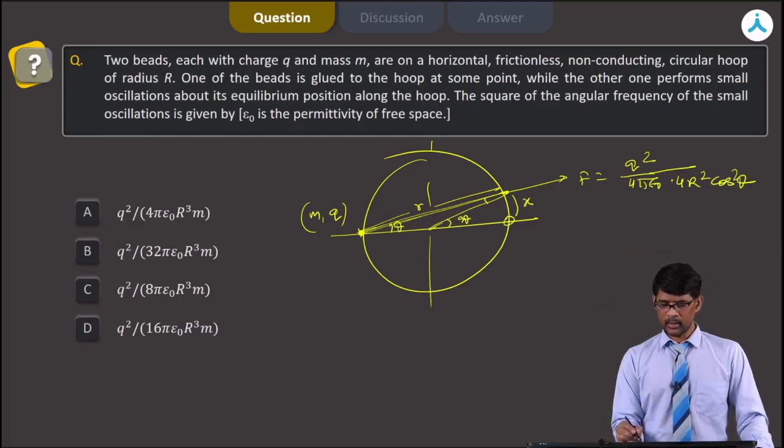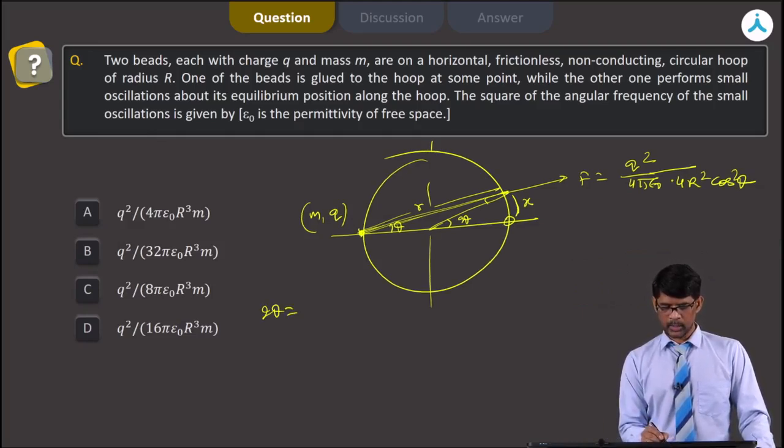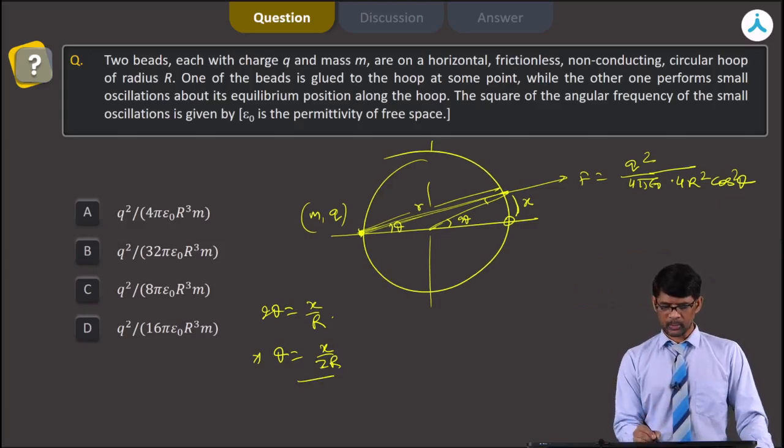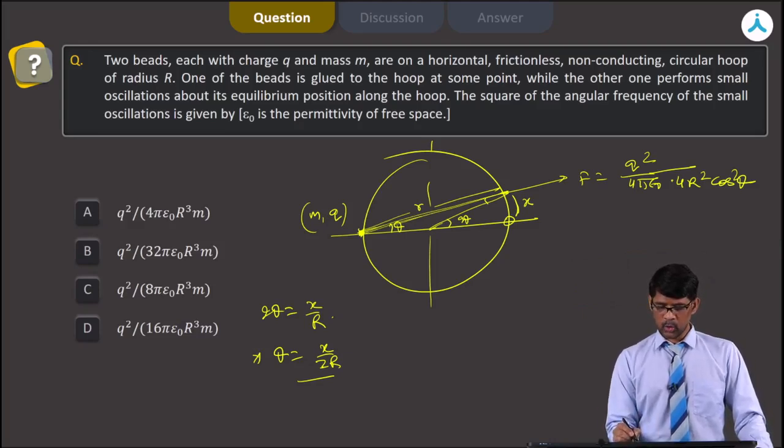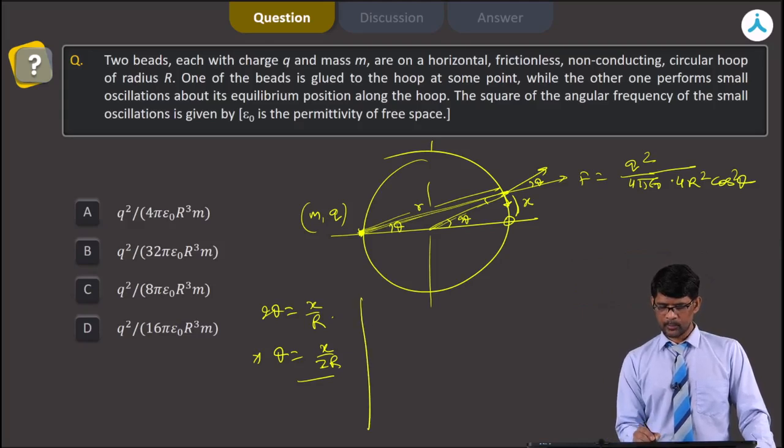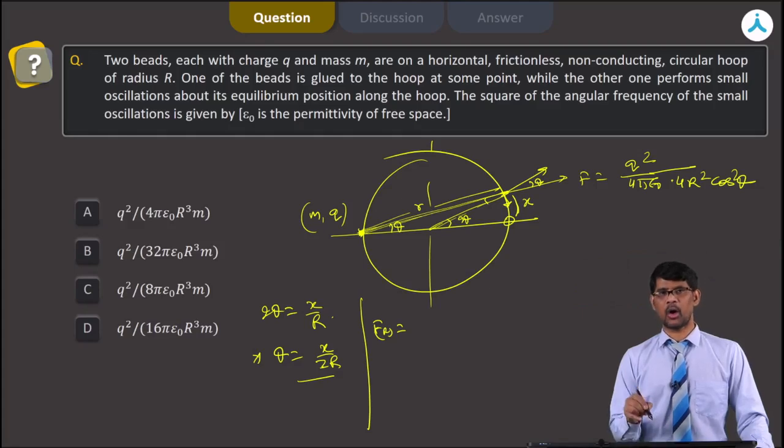Got it? And yet again, this displacement x can be written as: 2 theta will be equal to x divided by r, or we may write theta as x divided by 2r. Theta is the angular displacement from this particular point. Now, if this is the force, then clearly this force will have a component, one along this direction, this angle being theta, so this one will be f cos theta, and the other will be the restoring force along this direction. So we can say f restoring will be f into sine of theta, and if theta is small, then sine theta will almost be approximated as theta itself.